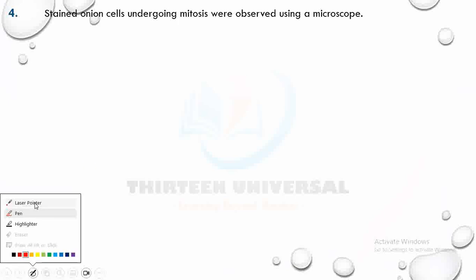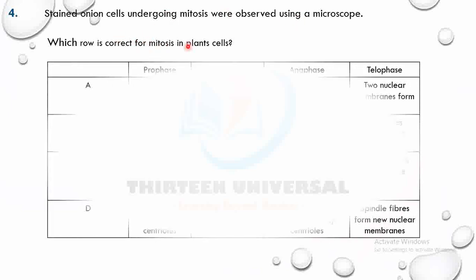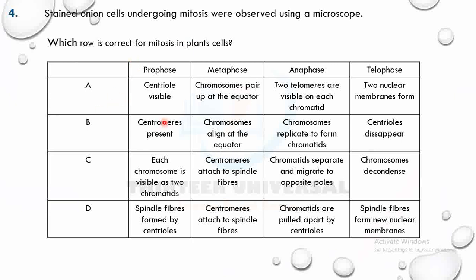Now you can see that stained onion cells undergoing mitosis were observed using a microscope. Which role is correct for mitosis in plant cells? Okay, let's check it out. Pause the video and check it out. Which role is correct? Let's check role A.